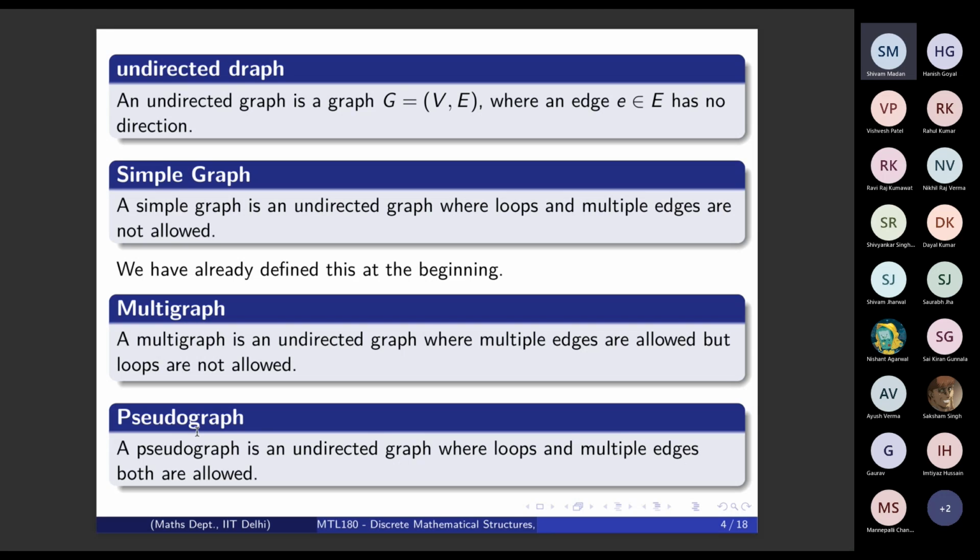Okay. So in other words, you can say that a simple graph is also a multigraph. A multigraph is also a pseudograph. But a pseudograph may not be a multigraph, and a multigraph may not be a simple graph. Okay. So these are subsets. The class of simple graphs is a subset of the class of multigraphs, which is a subset of the class of pseudographs. So is there any doubt up to this? No, right? Okay, fine.